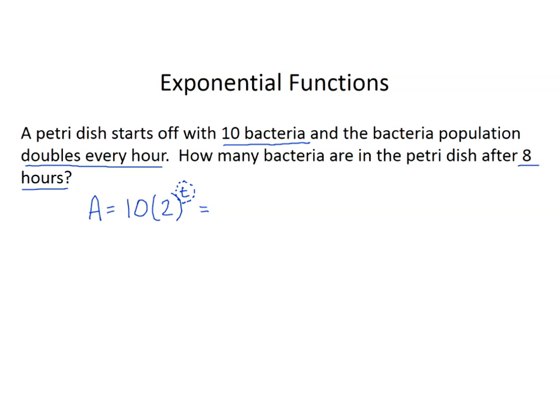So now we're going to plug in 8. 10 times 2 to the 8th power. All right, so 2 to the 8th, you can do it on your calculator, is 256. So I get 10 times 256, and that would give me 2,560. That's how many bacteria would be present in the Petri dish after 8 hours.